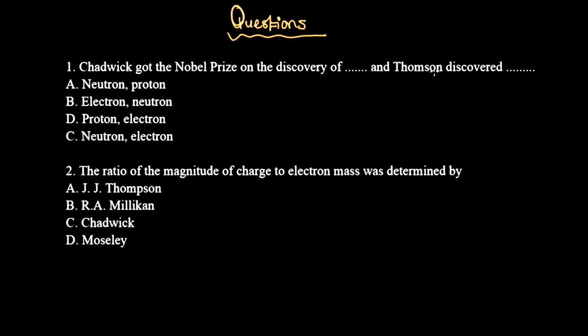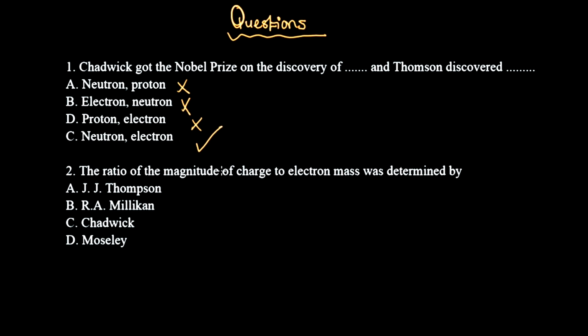Thomson, in his cathode ray experiment, discovered the electron. So this is out, and this also is out. It has to be neutron and electron. So this is out, and this is the right answer, neutron and electron.